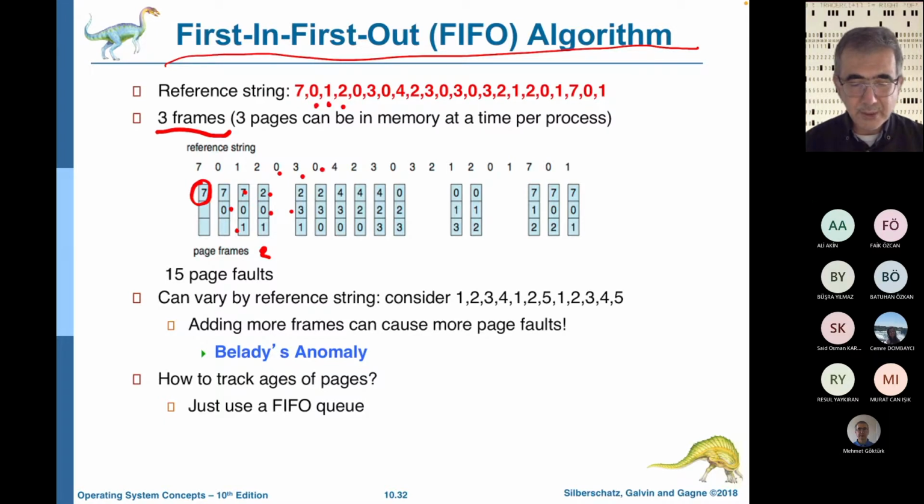And then 0 is needed, no problem. 4 is needed. Who is the oldest? 2, because 0 is not there, so 0 is written here. When 4 comes, 2 is the oldest. 2 comes and 3 comes, no problem. Then 2 comes, there is a problem because 2 is gone. 3 is then replaced with 0 because 0 is the oldest one, and so on.